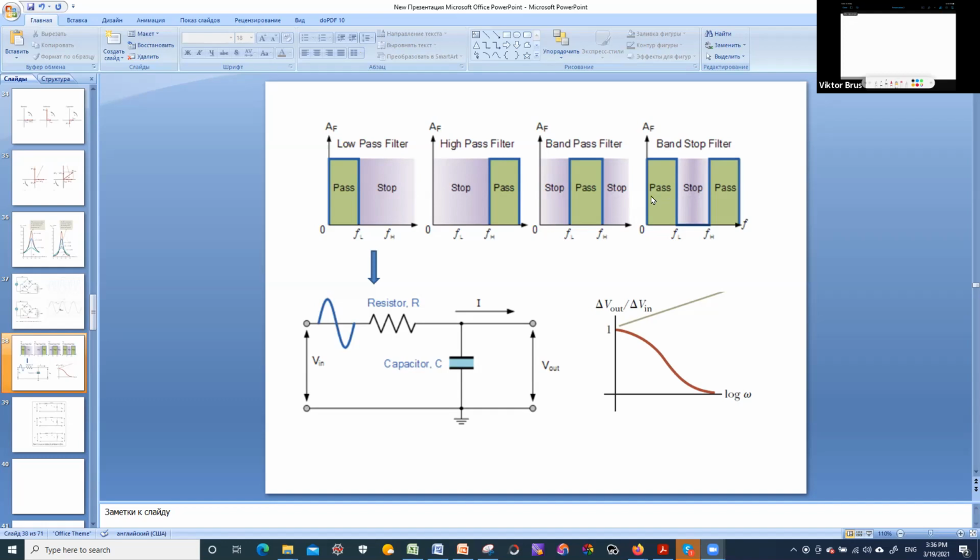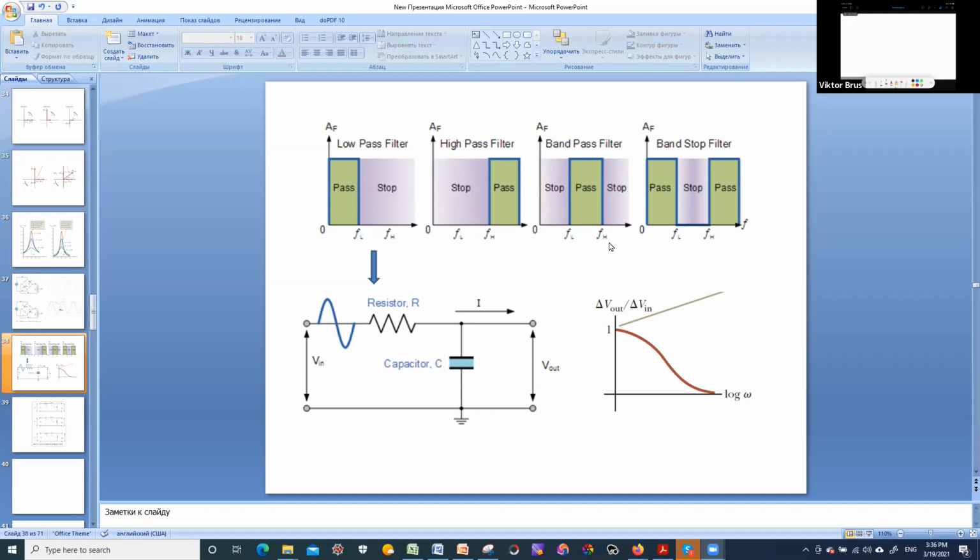Another thing, if we have some requirement to pass only signals within a certain frequency range, so we have two cutoff, like low and high cutoff frequencies. In that case, we should use a band pass filter. We will block all signals with frequencies lower than the low cutoff frequency and frequencies higher than the high cutoff frequency.